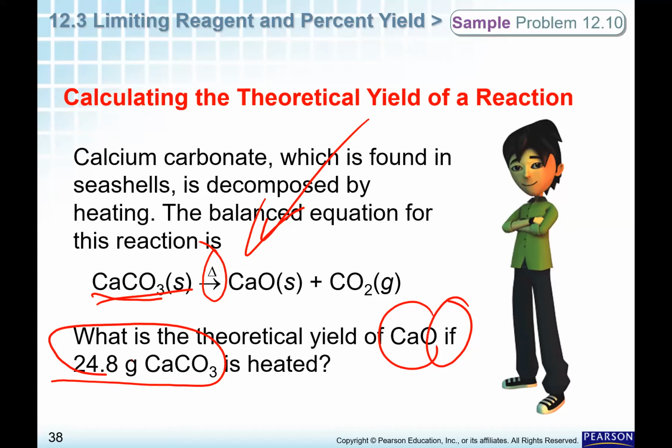So what is the plan here? What do we need to do? We have 24.8 grams of calcium carbonate, and we need to know how many grams of calcium oxide we can produce. I'm asking a question here. Just give me a plan. How are we going to do the calculations?